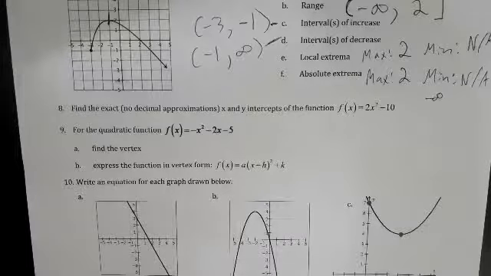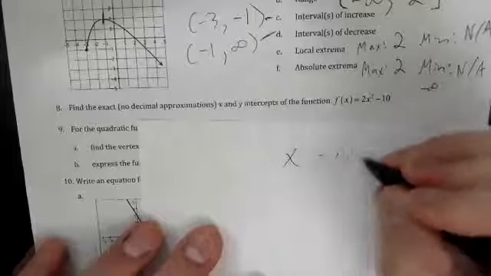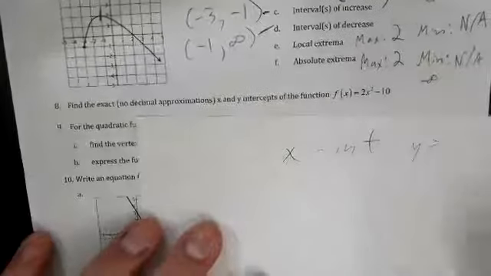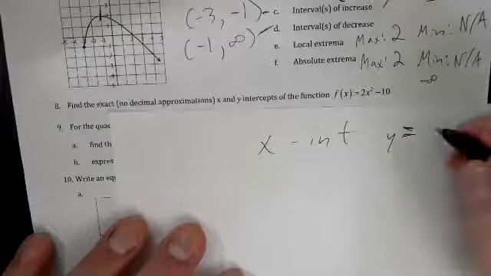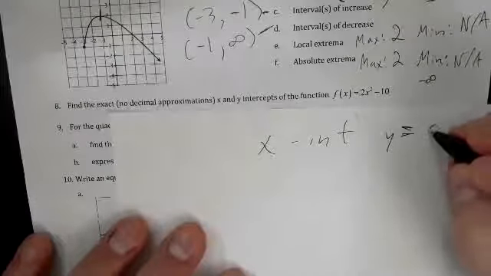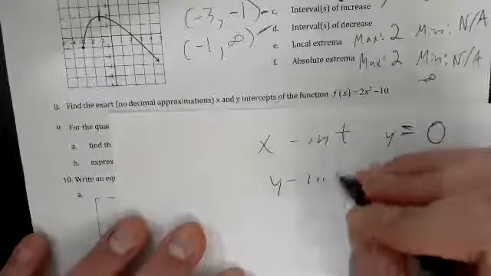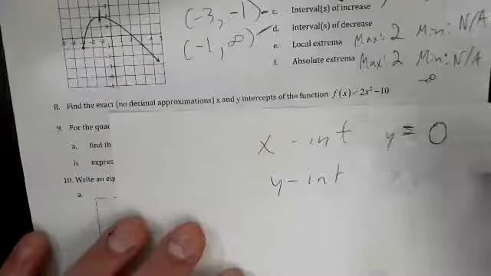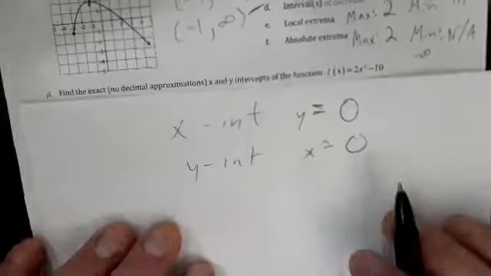Okay. Finding intercepts. If I want to find x-intercepts, that means my y is equal to 0. I hope this is the first thing that pops in your head. X-intercept means y is equal to 0, and y-intercept means x is equal to 0. So these are the first things I hope pop into your brain. I think the y-intercept is probably the easier one to find.